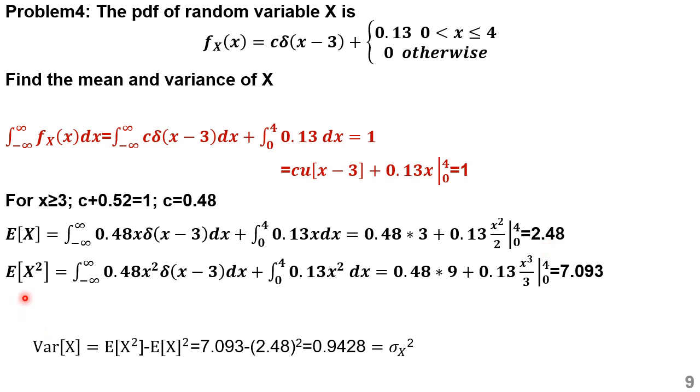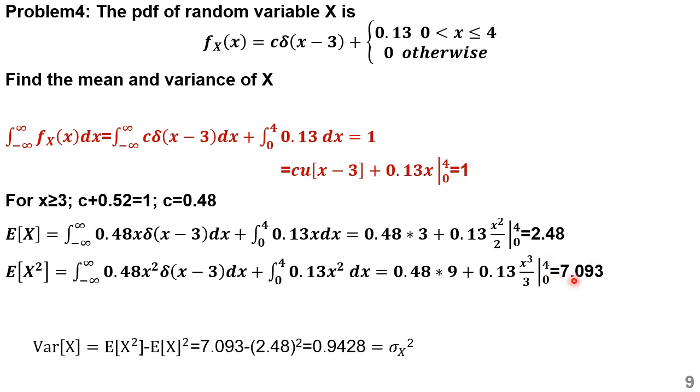Similar way, we can find out the x square mean. Only difference is instead of x, we will be having x square. So we will integrate 0.48 x square delta of x minus 3 dx plus integral of 0.13 x square dx. When we integrate and substitute the corresponding values, we get the value as 7.093.